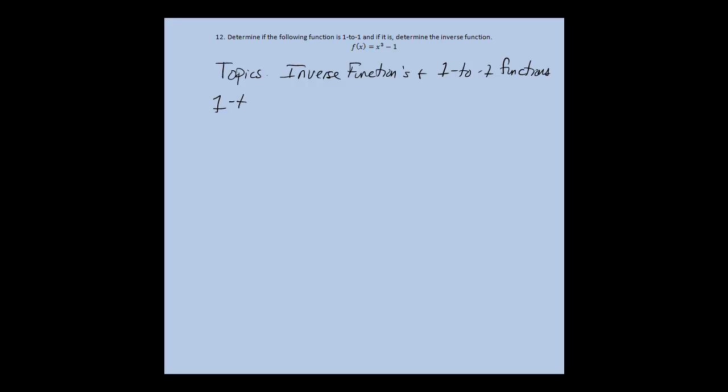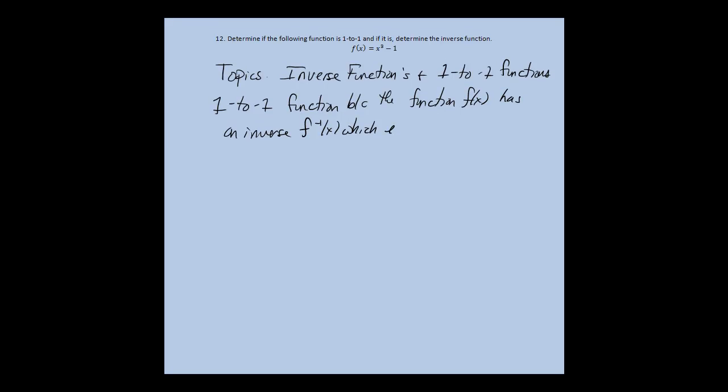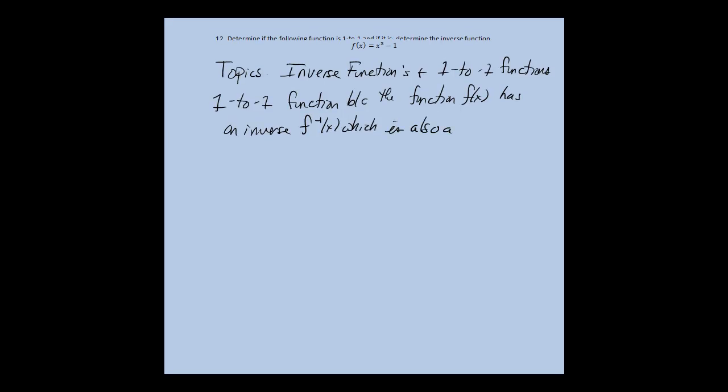A 1-to-1 function is unique because the function f of x has an inverse, f inverse of x, which is also a function. And the way we prove this is that we know f of a must equal f of b for all a equaling b. So this is the way that we prove a function is 1-to-1.